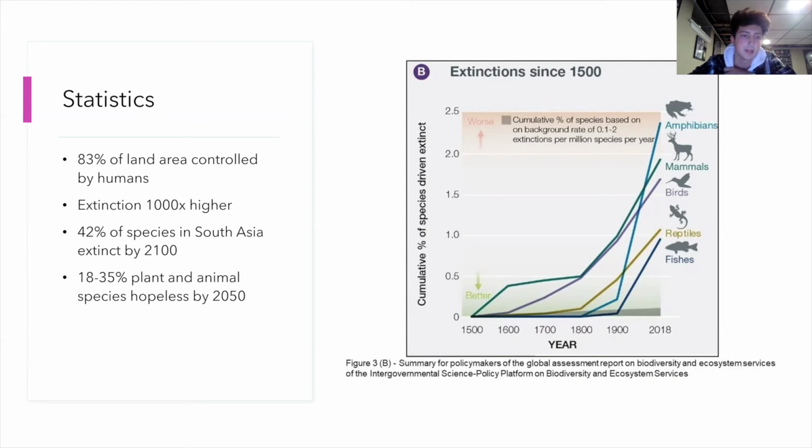And 18 to 35% of the planet's animal species will be hopeless by 2050, which is only 30 years. And by hopeless, I mean that we can't help rebuild their population. They're kind of doomed to become extinct.